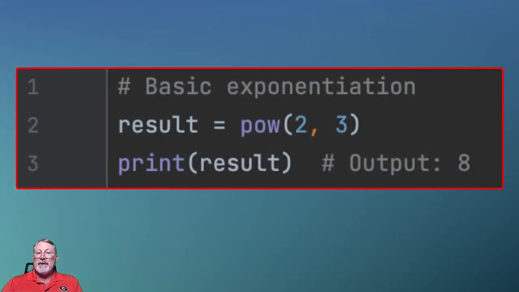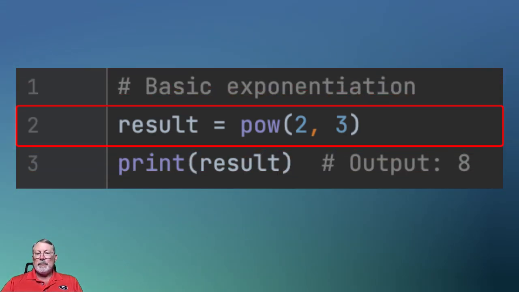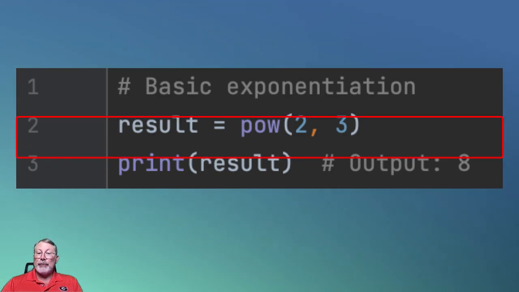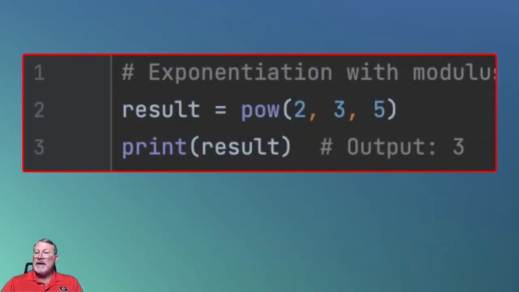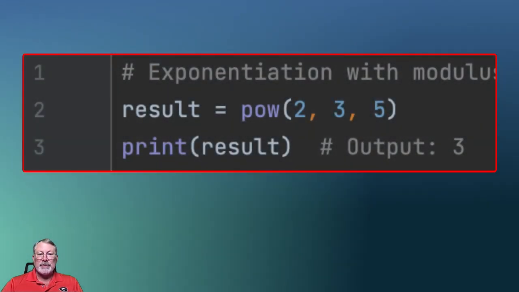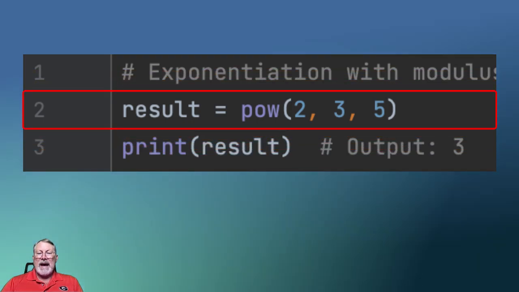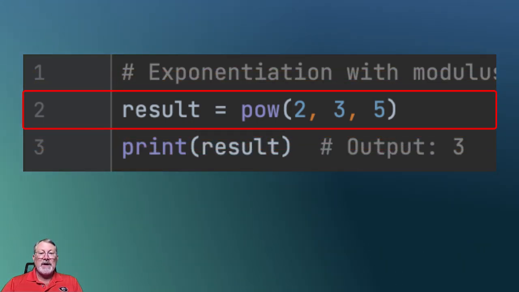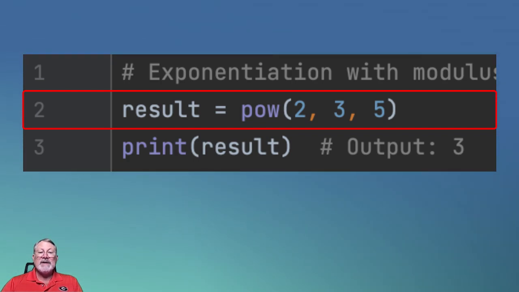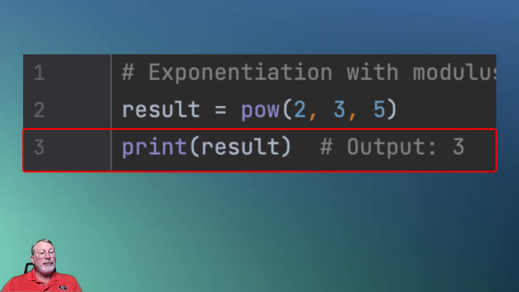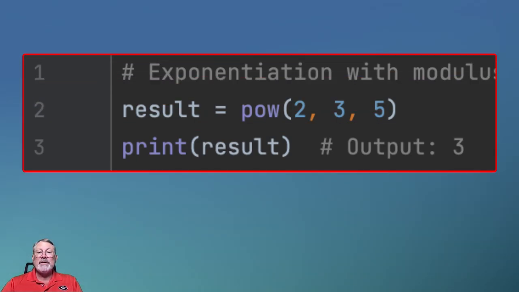Let's start with a basic example of exponentiation using pow. Here pow(2, 3) raises 2 to the third power, which results in 8. Now, let's add a modulus to the calculation. In this example, pow(2, 3, 5) computes 2 to the third power modulo 5, which is equal to 3. The modular calculation is efficient even for large numbers.